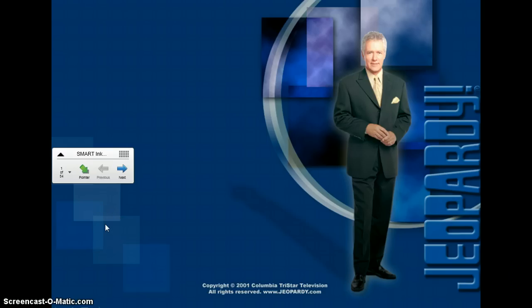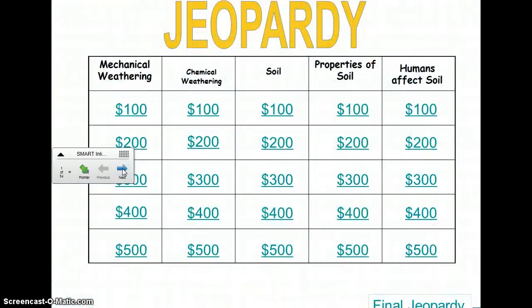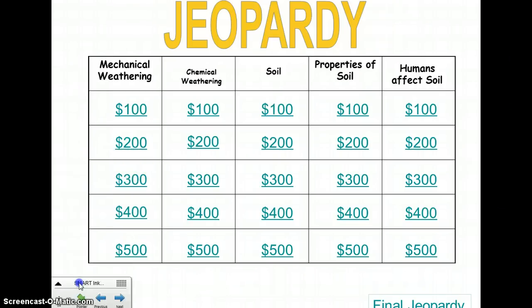Right, here's the Jeopardy review that we did today. We didn't finish it, but you can finish it here tonight. Categories: chemical weathering, soil properties, and how humans affect soil. Let's go with mechanical weathering for 100.